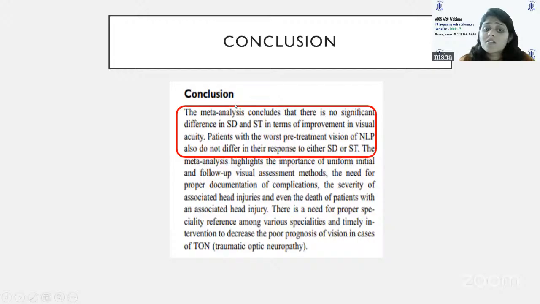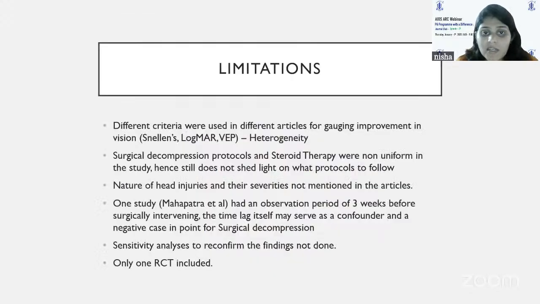So in conclusion, the meta-analysis concluded that there was no significant difference between steroid therapy and surgical decompression in terms of improvement in visual acuity. And even in patients with pre-treatment vision of no light perception, there was no difference in their response to surgical decompression or steroid therapy. The limitations of this study were mainly the different criteria used in different articles for gauging improvement in vision. That contributed to heterogeneity, but they tried to make up for it by going with the subgroup analysis. And surgical decompression protocols and steroid therapy were non-uniform in the study, and hence it still does not shed light on what protocols to follow for the same.